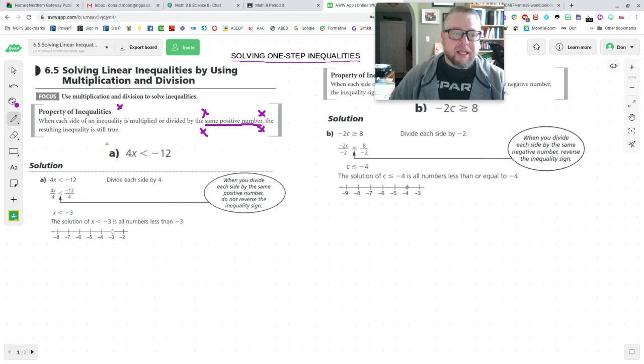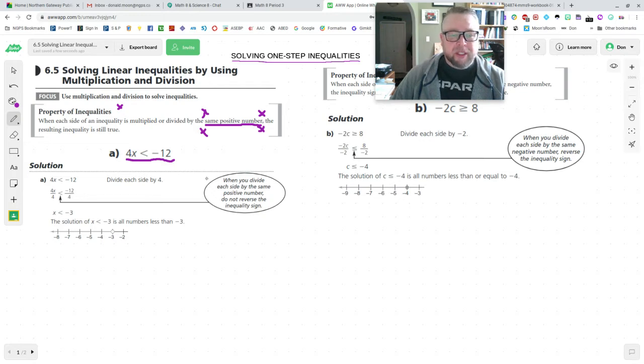So in the example right here, we have 4x is less than negative 12. It's always good, grade 9s, to say the inequality out loud so you understand what that means. So the first step in the solution right here is we divide each side by 4. It's only a one-step inequality, so it's quite simple. So we divide the 4x by 4, and we have negative 12 divided by 4.